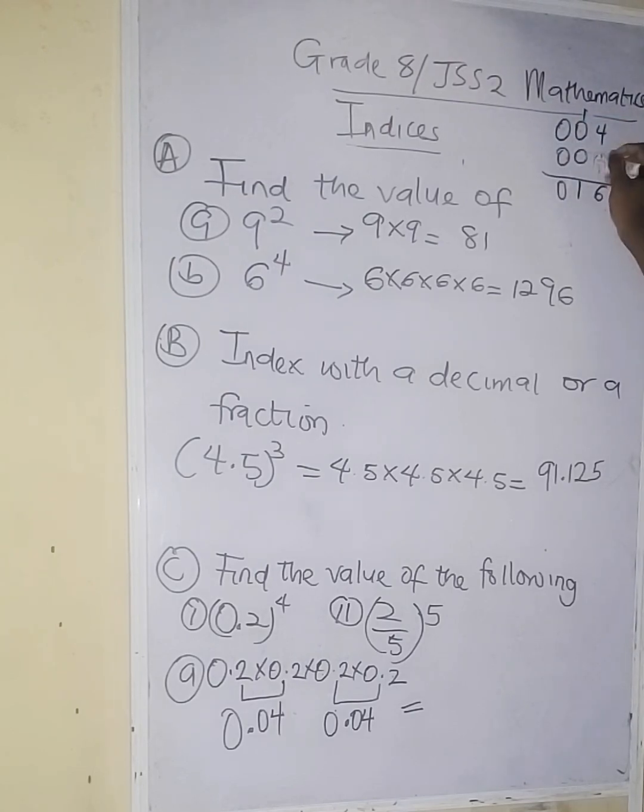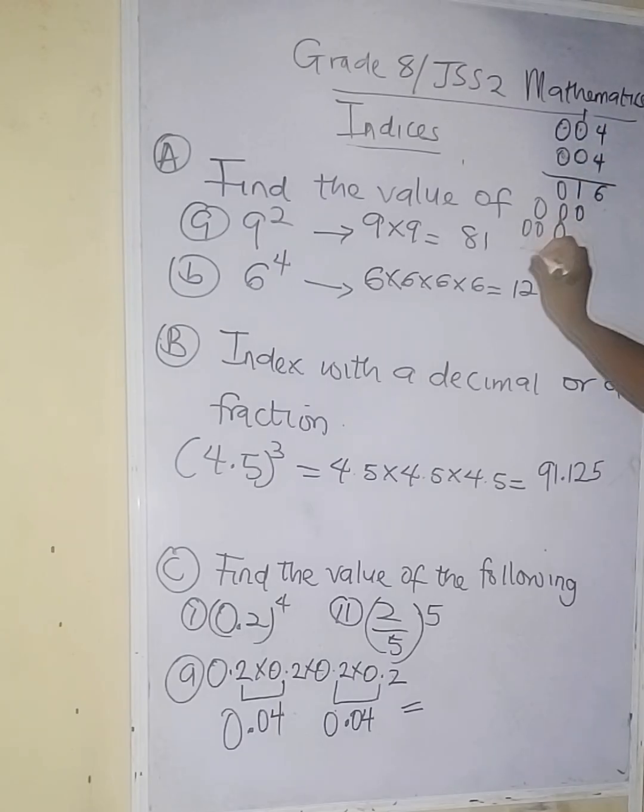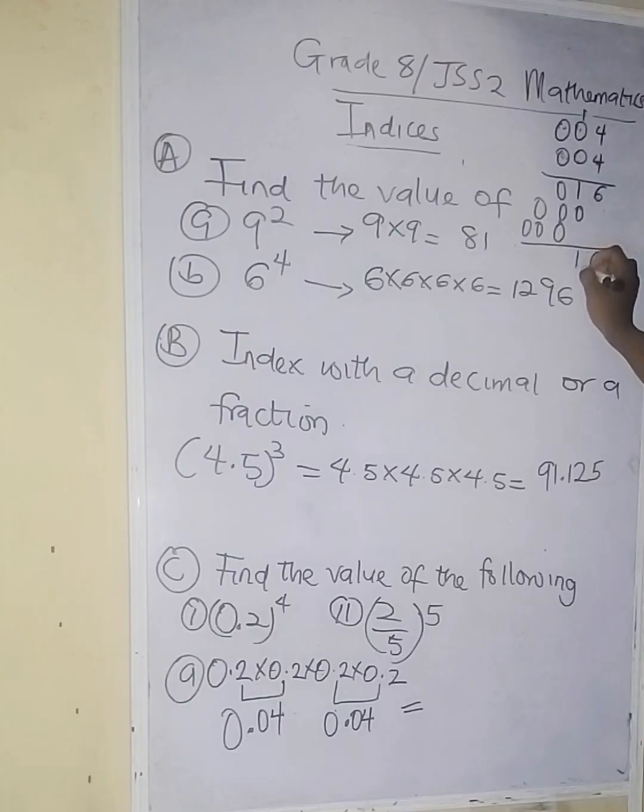The next one is this. 0 times 4 is 0. 0 times 0 is 0. 0 times 0 is 0. Then the next one is this. 0 times 4. It will be in the third line. 0 times 0. 0 times 0. Okay, so we are through. So that is 6, 1, 0, 0, 0. So now the decimal point is meant to be here.